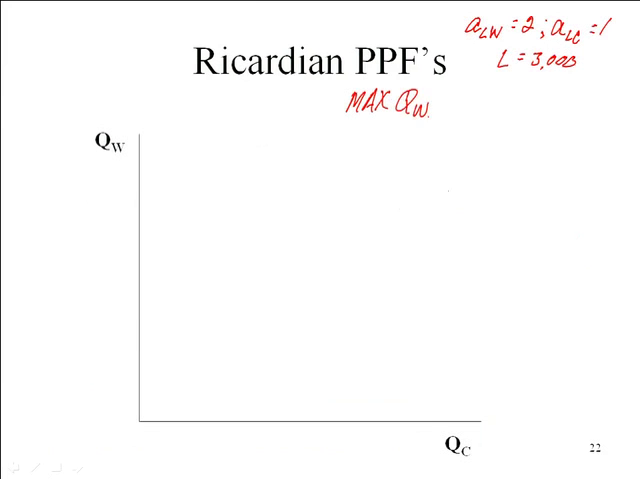Well, that would be equal to all the workers only working in the wine industry. So it'll be the total number of workers that we have divided by the unit labor requirement, which in this case is 3,000 divided by 2 equals 1,500.